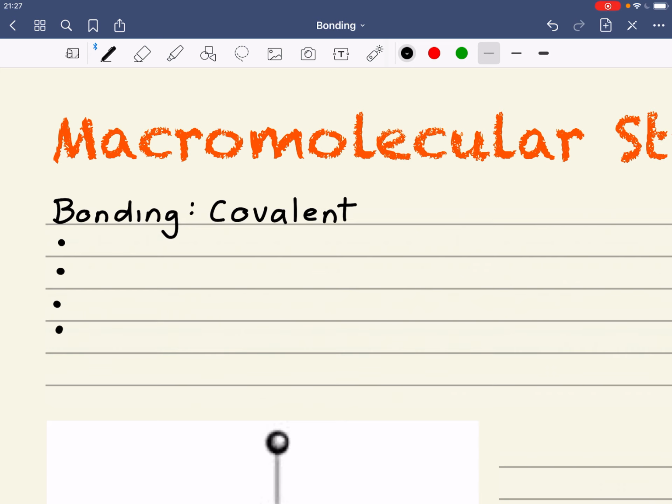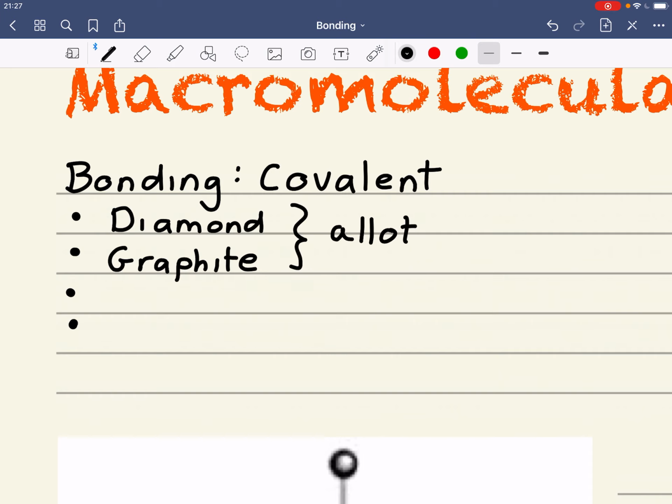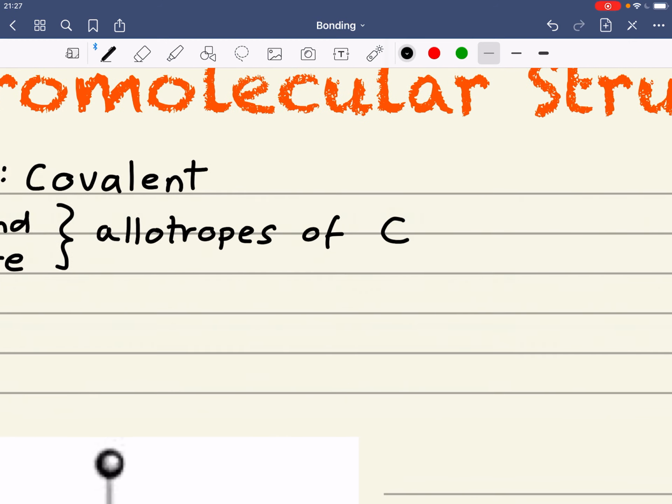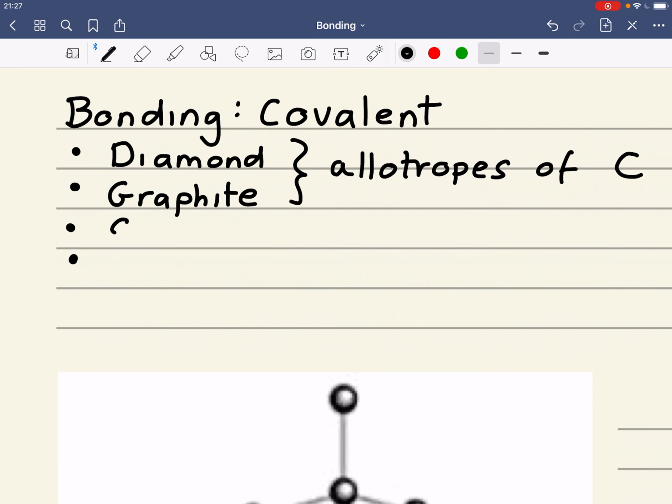And some examples of macromolecular structures include diamond and graphite, and they are both what we call allotropes of carbon. An allotrope is where you've got the same element but it's got a different structure. Another example would be silicon, and another one would be SiO2, silicon dioxide, which is the name for sand.